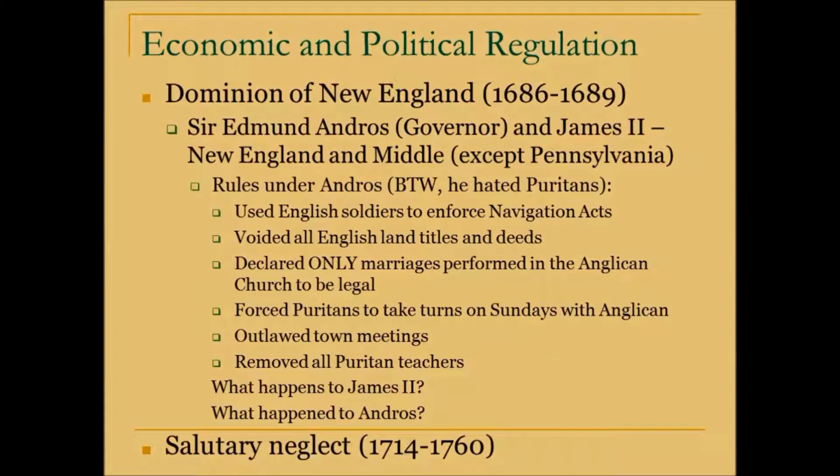Punishment came in the form of a guy by the name of Sir Edmund Andros. He was made the governor of all of the New England colonies and most of the middle colonies. Their names were removed except for Pennsylvania. That's a whole different story we're not going to get into. But all of a sudden, they were known as this one large entity, the middle and the New England colonies, and they were called the Dominion of New England by Sir Edmund Andros and James II, the King of England.